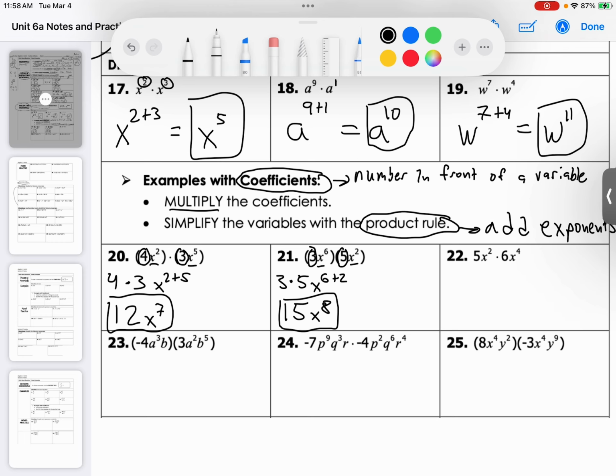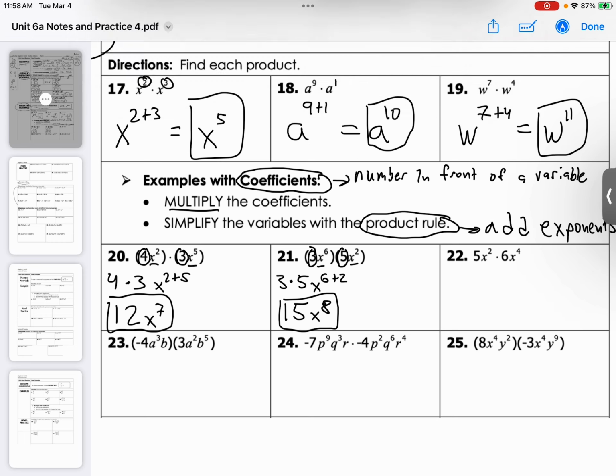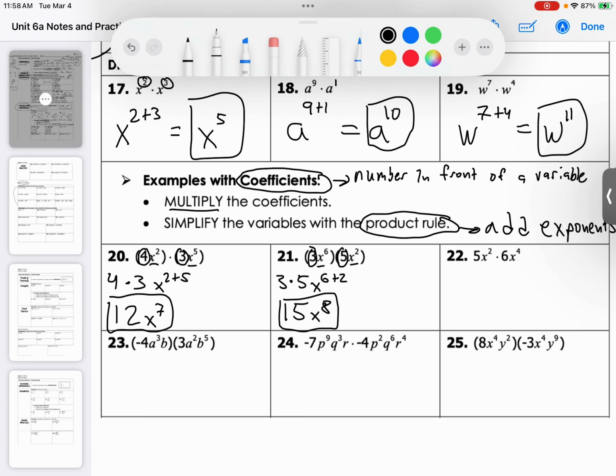Okay. Number 22, we have 5x squared times 6x to the 4th. So we're going to multiply the 5 times 6. And then x to the power of 2 plus 4. 5 times 6 would give me 30. x to the power of 2 plus 4 is 6. So this gives me 30x to the 6th.